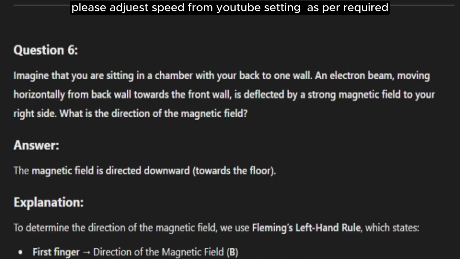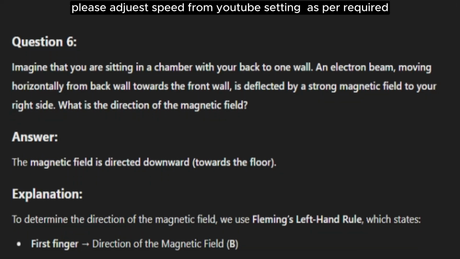Question 6. Imagine that you are sitting in a chamber with your back to one wall. An electron beam, moving horizontally from back wall towards the front wall, is deflected by a strong magnetic field to your right side. What is the direction of the magnetic field? Answer. The magnetic field is directed downward, towards the flow.